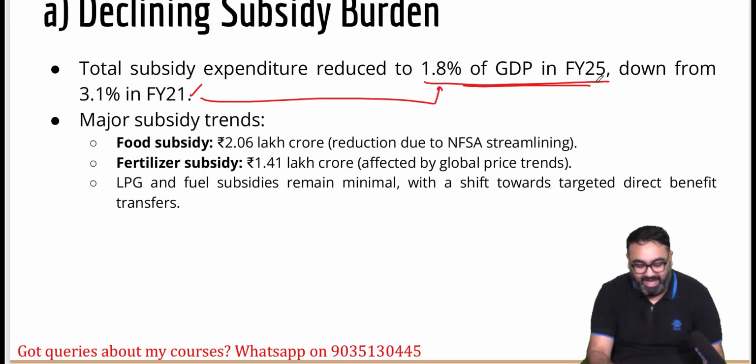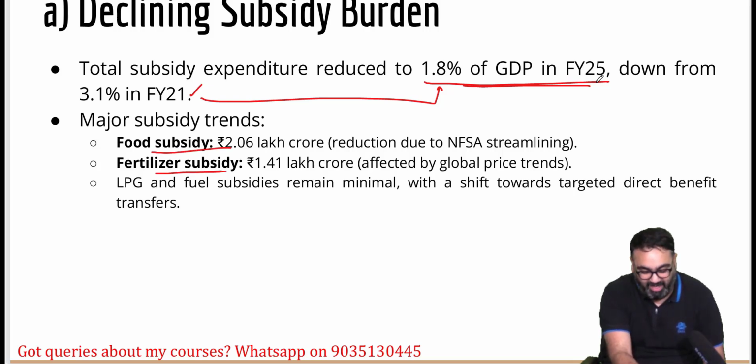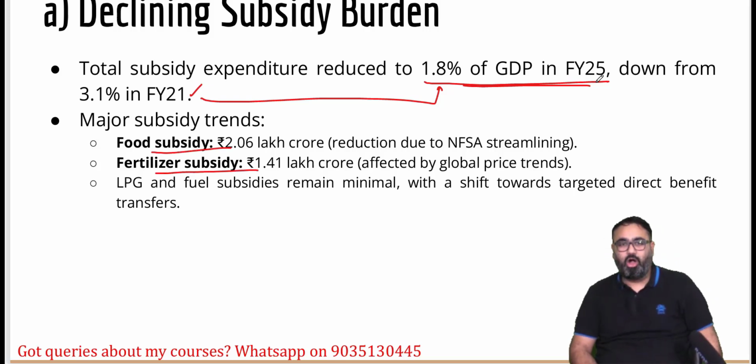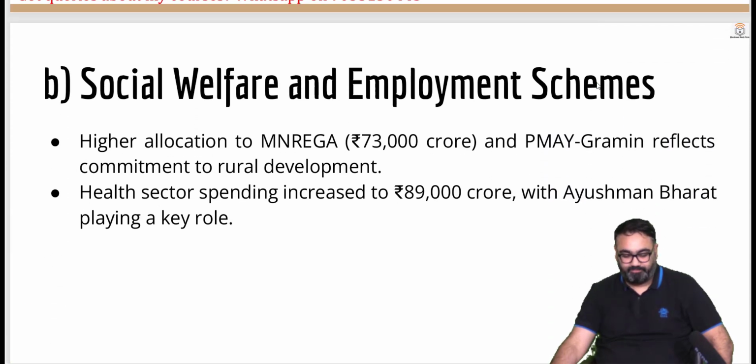Major food subsidies right now are given in food and fertilizer. With fertilizer also, the government is trying to push the farmers towards nano urea, towards much more efficient, rationalized use of fertilizer. So the government is trying to push the farmers away from heavily subsidized urea.